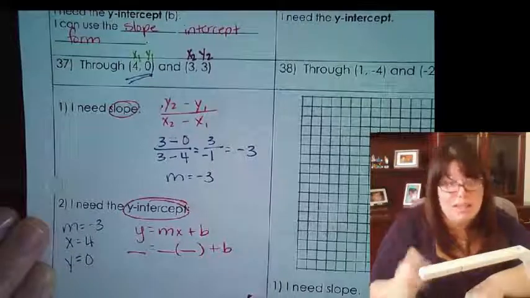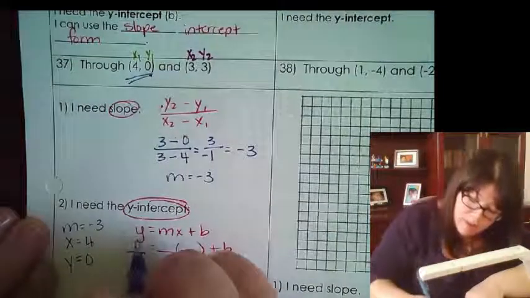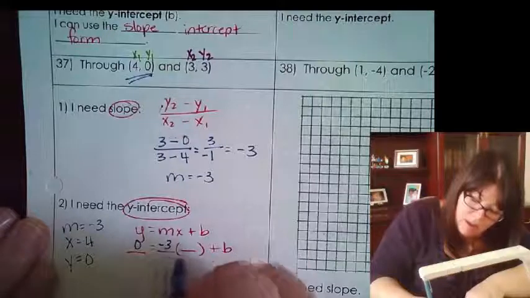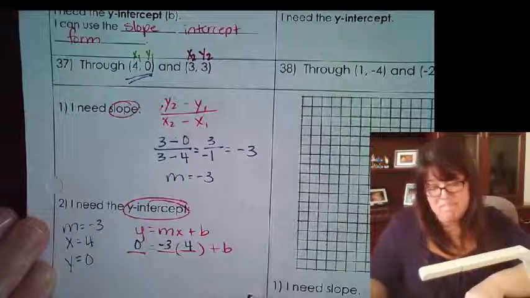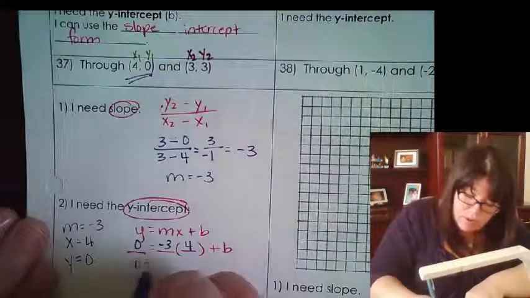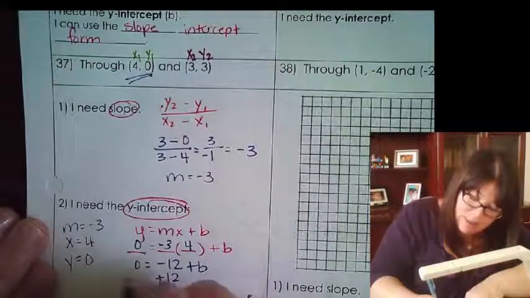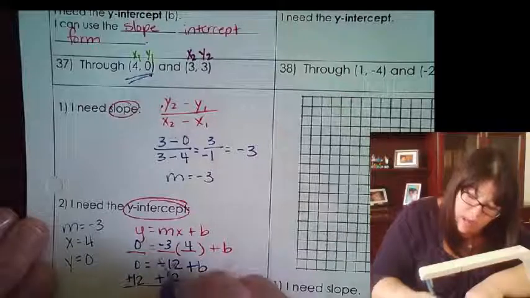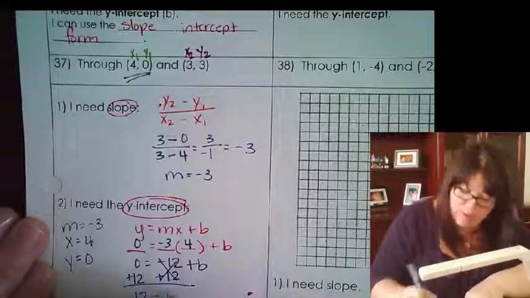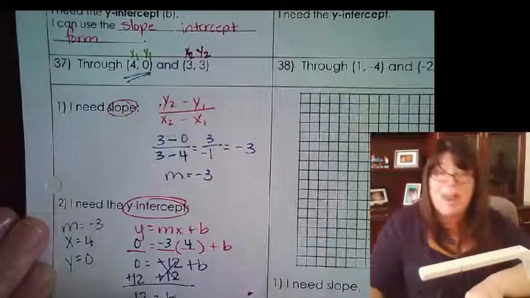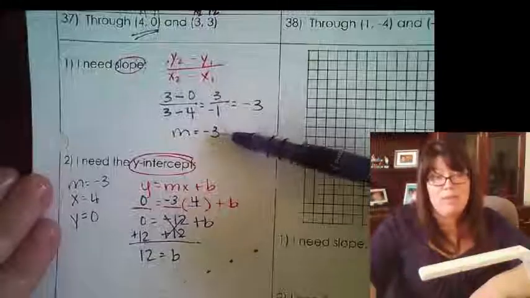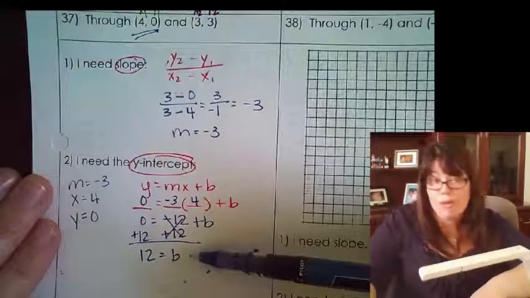So let me go ahead and plug those in. 0 equals mx plus b. 0 equals -12 plus b. I'm going to move this 12 to get my b all alone. And 12 equals b. Awesome. So now I have m equals -3, b equals 12.